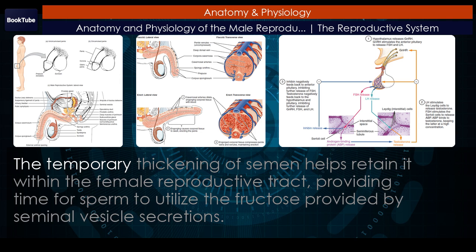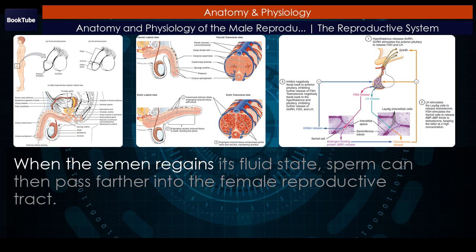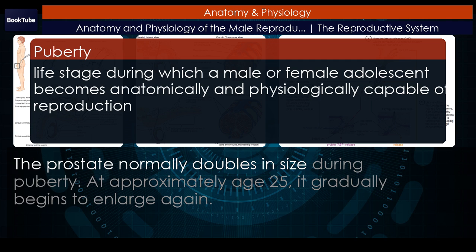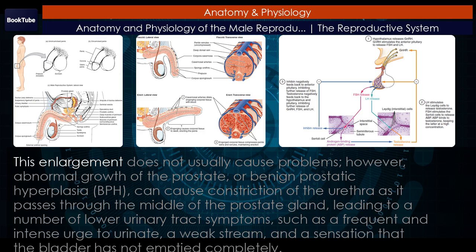The temporary thickening of semen helps retain it within the female reproductive tract, providing time for sperm to utilize the fructose provided by seminal vesicle secretions. When the semen regains its fluid state, sperm can then pass farther into the female reproductive tract. The prostate normally doubles in size during puberty. At approximately age 25, it gradually begins to enlarge again. This enlargement does not usually cause problems.